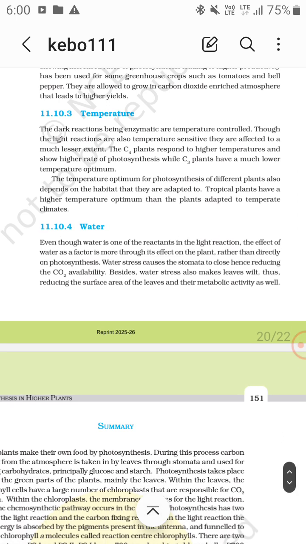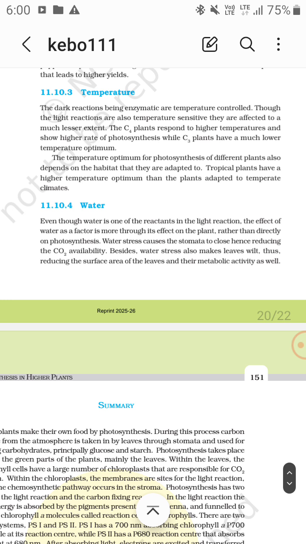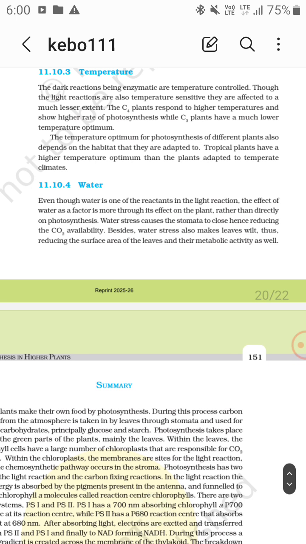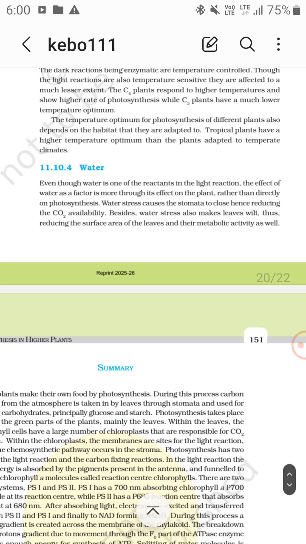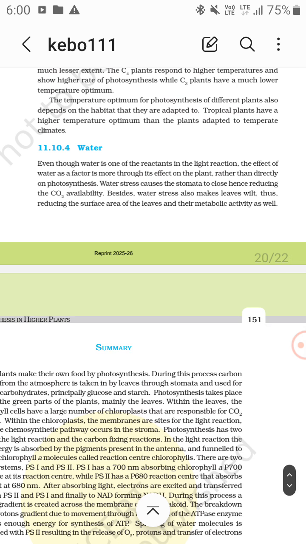Okay, now water. Even though water is one of the reactants in the light reaction, the effect of water as a factor is more through its effect on the plant rather than directly on photosynthesis. Now water stress: abscisic acid is a stress hormone that is released to close the stomata, thus reducing CO2 availability.